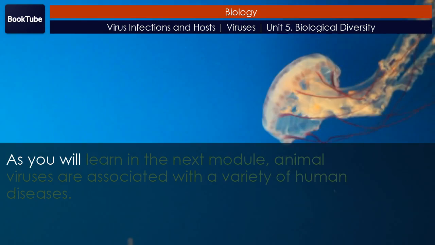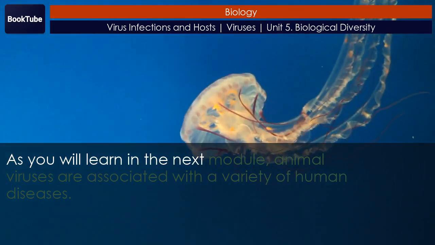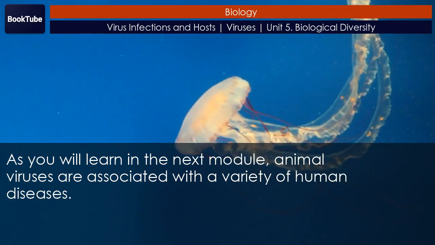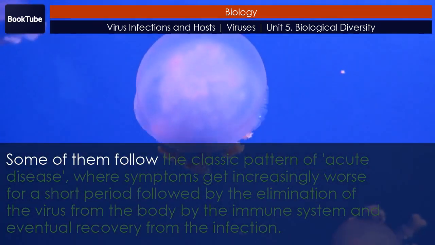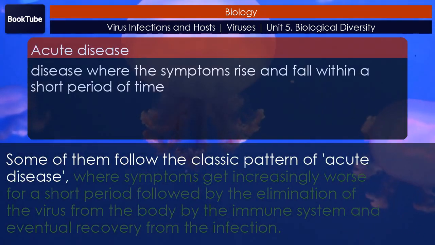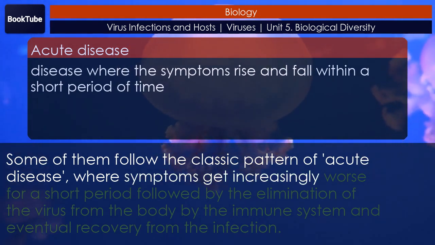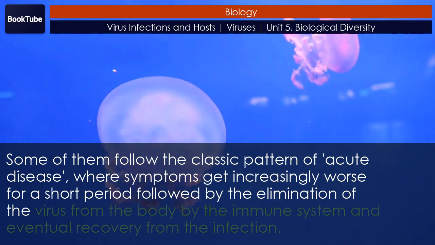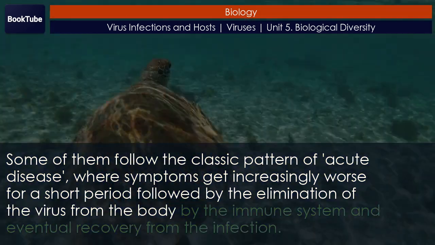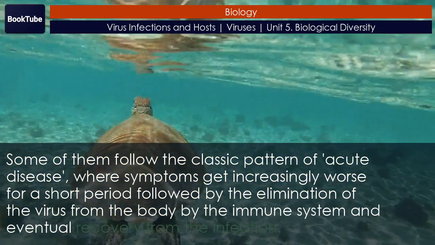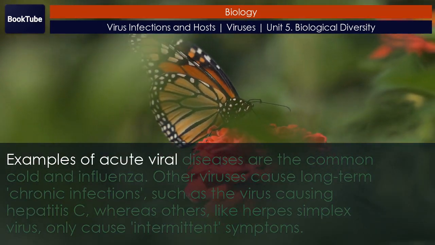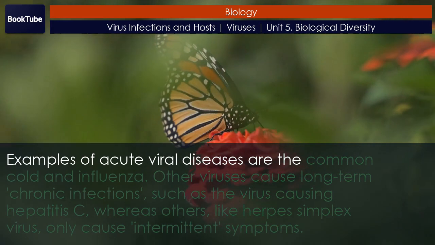As you will learn in the next module, animal viruses are associated with a variety of human diseases. Some of them follow the classic pattern of acute disease, where symptoms get increasingly worse for a short period followed by the elimination of the virus from the body by the immune system and eventual recovery from the infection. Examples of acute viral diseases are the common cold and influenza.